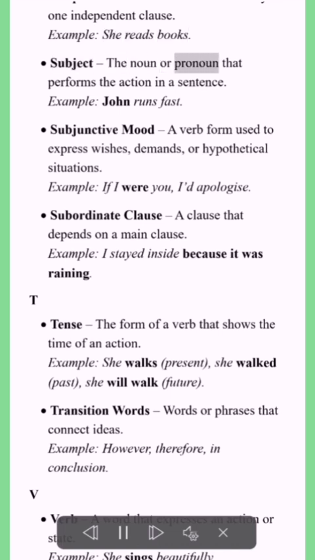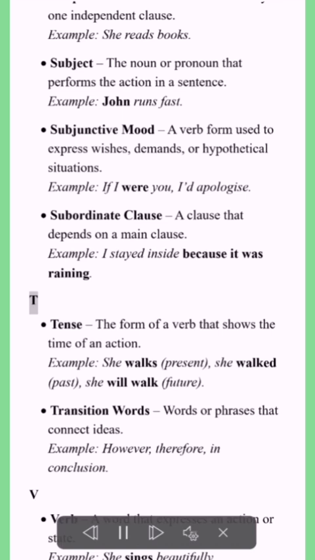Subject, the noun or pronoun that performs the action in a sentence. Example: John runs fast. Subjunctive mood, a verb form used to express wishes, demands, or hypothetical situations. Example: if I were you, I'd apologize. Subordinate clause, a clause that depends on a main clause. Example: I stayed inside because it was raining.